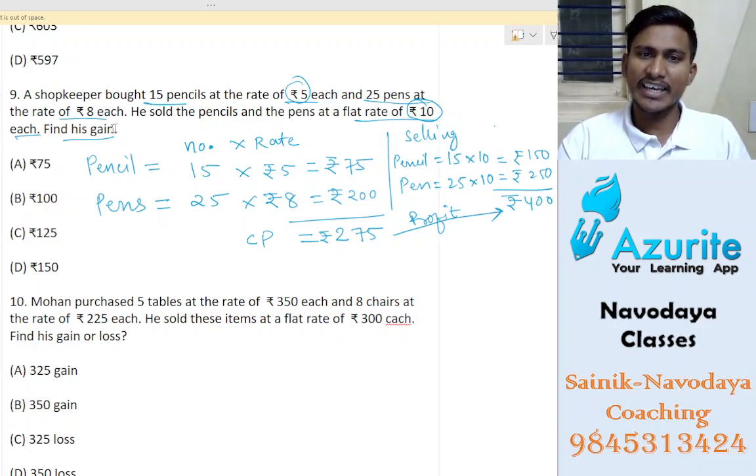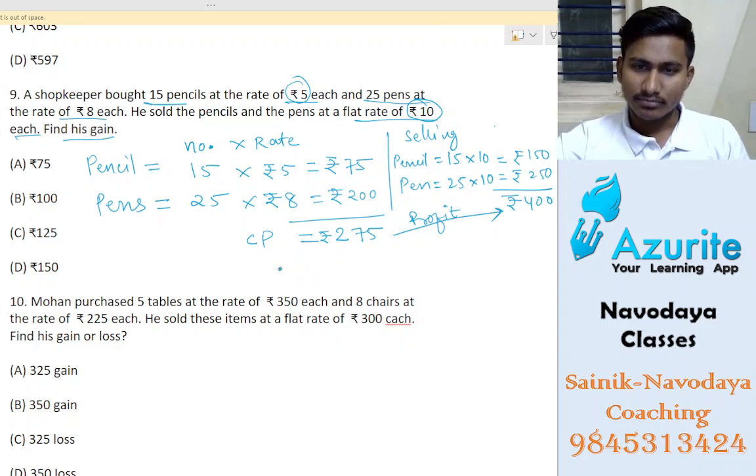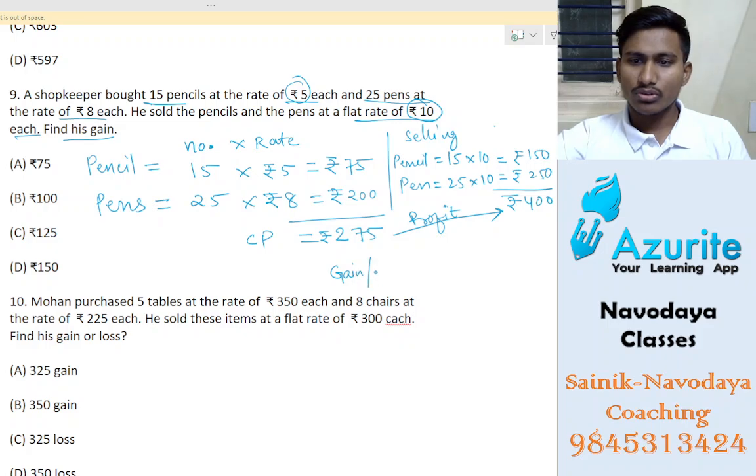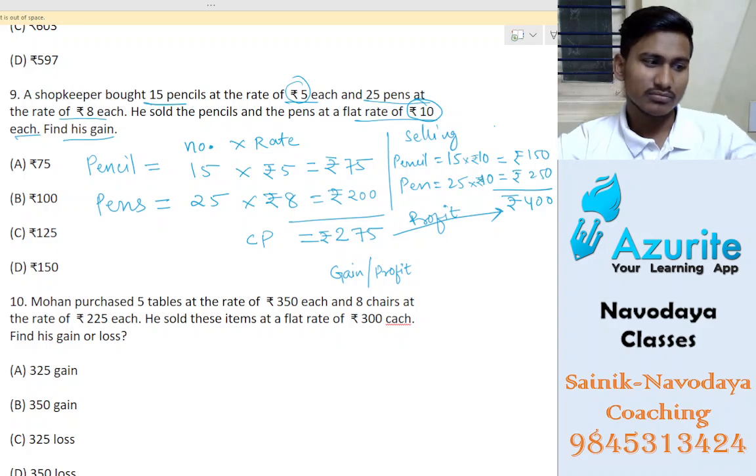So they are asking for gain. Gain or profit, both are the same. Right? Sir, option C is 125. Sir, while you wrote pens, 25 divided by 25 into rupees, you wrote 10. Rupees 10. Okay? 25 into rupees 10. Sir, not that one. This one.